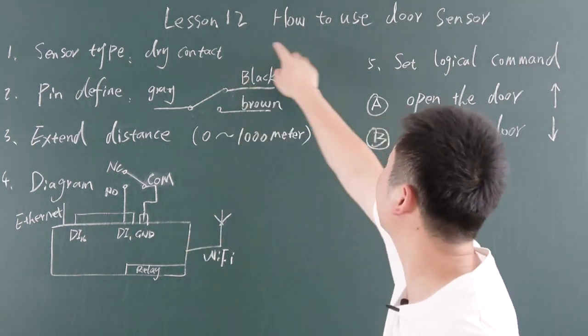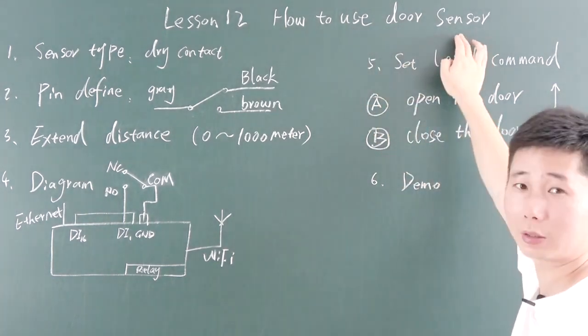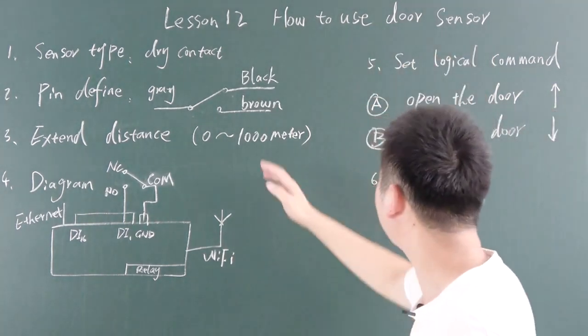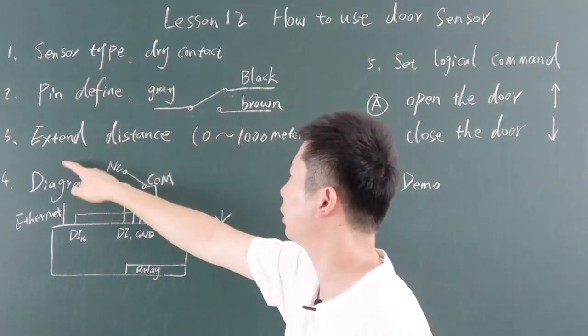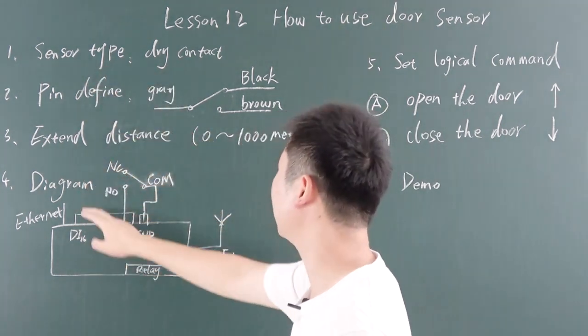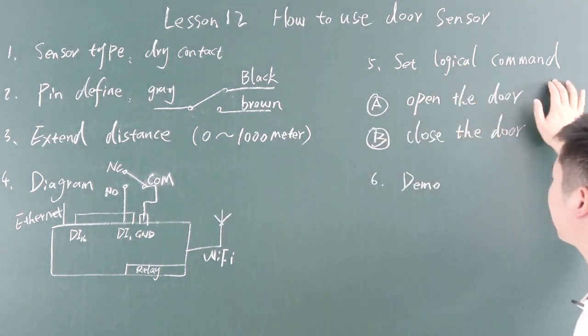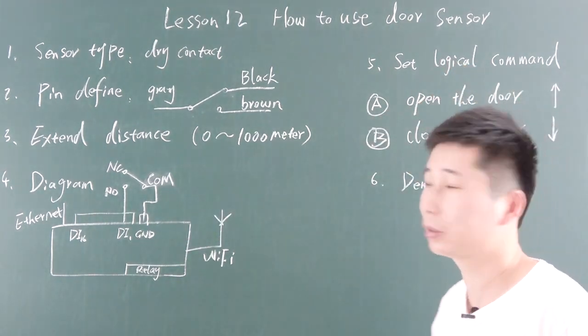This is lesson 12. We will look at how to use the door sensor. We will also go through the 6 steps: the sensor type, the pin define, extending the distance, the diagram, setting the logical command, and a demonstration on the PC software.